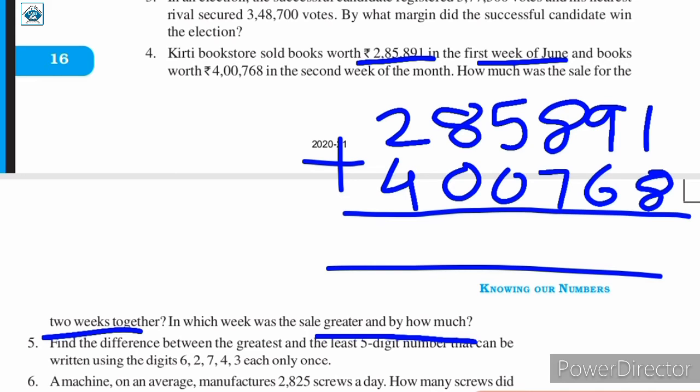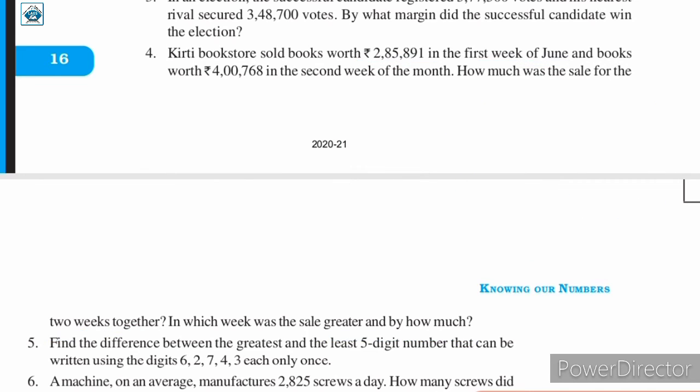दोनों का साथ में है तो हम add करेंगे. Next we are asked in which week was the sale greater and by how much. So it is very easy. As you can see, the sale was greater in the second week. The sale was greater in the second week by how much is the question.